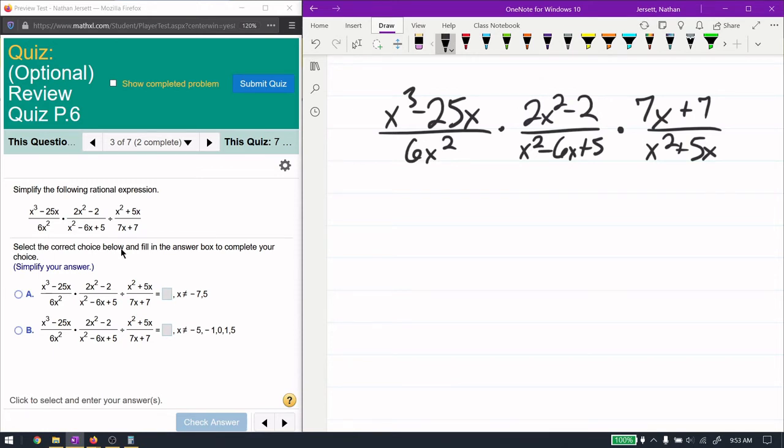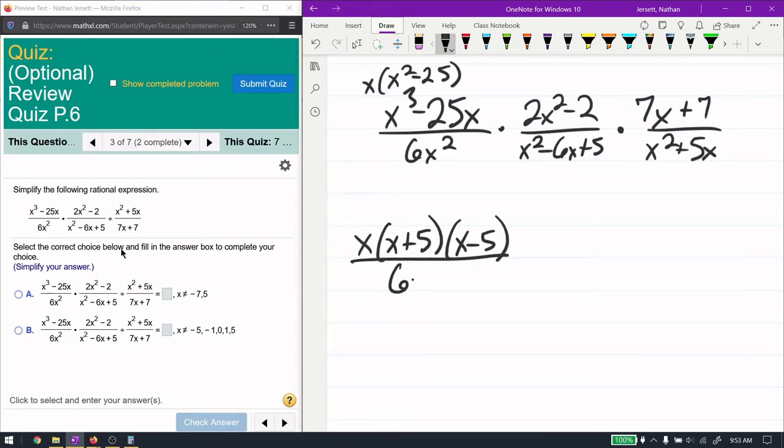This first one we have, I can take an x out of here, giving me x squared minus 25. And this is a difference of two squares. It's going to be x minus 5, x plus 5. So the first thing we get x times x plus 5 times x minus 5. The denominator has nothing. It's just a monomial. There's nothing we can do with that. This one I can take a 2 out of there, giving me x squared minus 1. X squared minus 1 is a difference of two squares. So I get x plus 1, x minus 1.